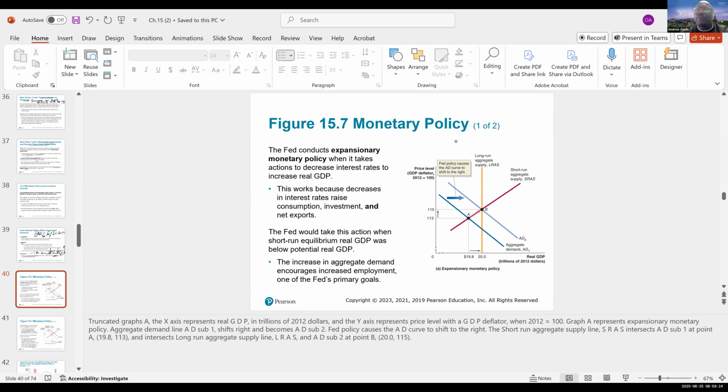Now, we did this also in chapter 13, the chapter on aggregate demand and aggregate supply. Suppose the economy is in a recession. We know that the Federal Reserve can act to prevent the recession from becoming severe.